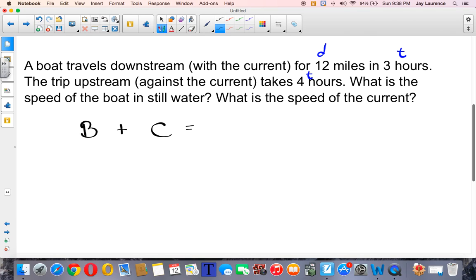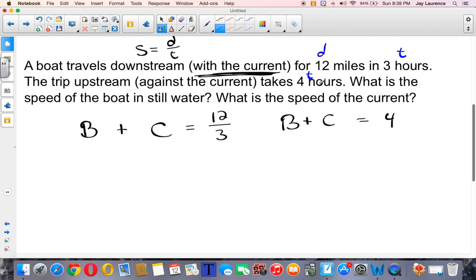Now, what does that need to equal? Well, this is the speed of the boat, and this is the speed of the current. That's going to need to equal a speed. Well, what's speed? Speed is the distance divided by time. So with the current, the distance is 12 miles. What's the time with the current? 3 hours. Now, I know some of you are going, well, why didn't you use 4? Well, it says with the current. The boat plus the current, meaning the current is helping the boat, is 12 over 3. It takes 3 hours. Now I'm going to simplify that equation to B plus C equals 4.